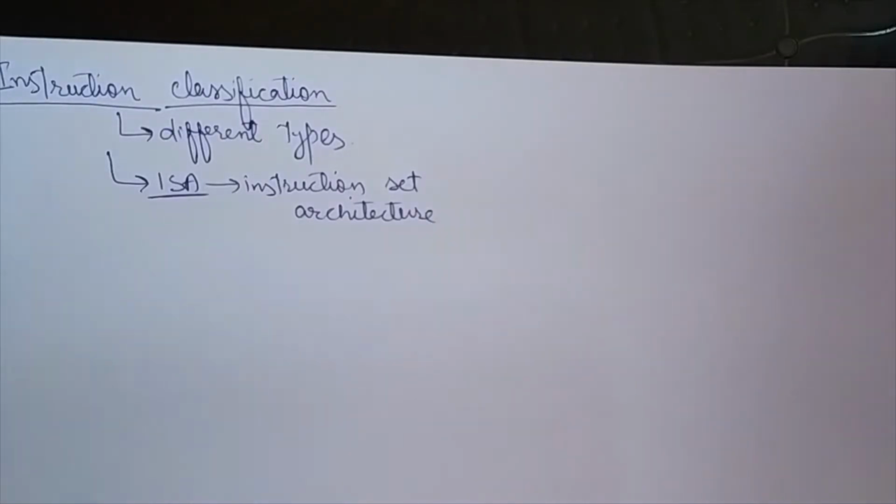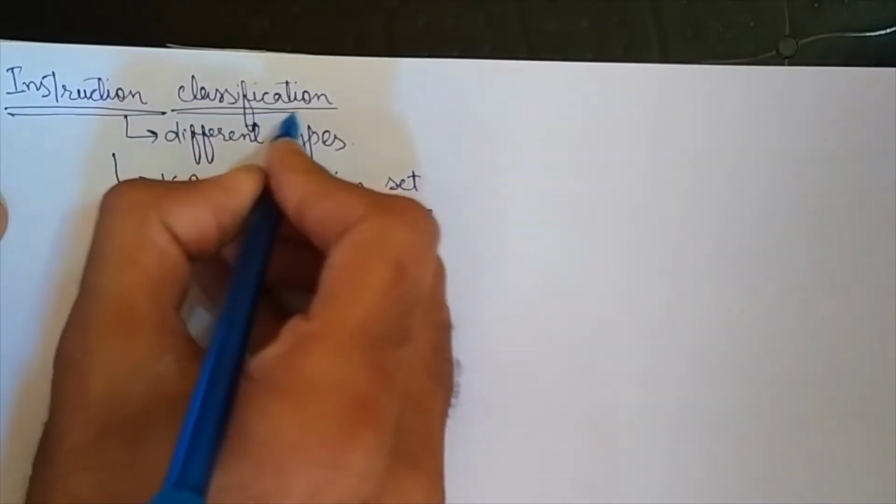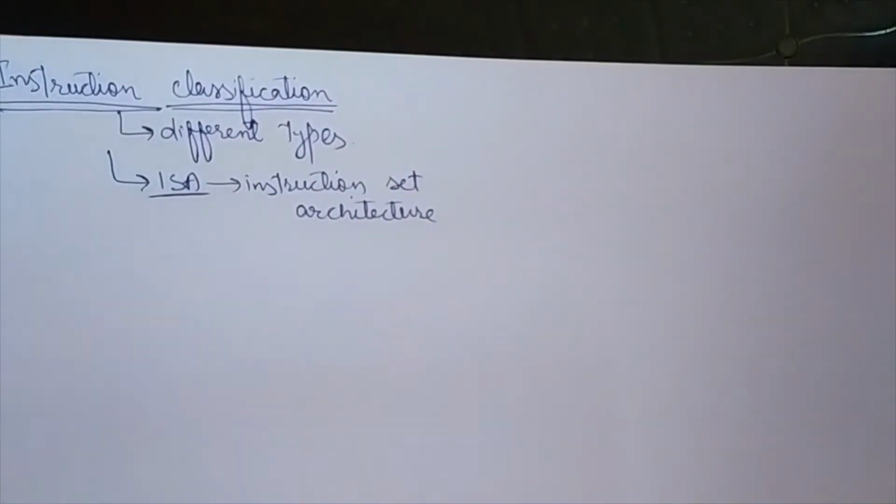So before discussing the different types of instructions that are there in the 8085 microprocessor, we will first discuss what are the different types of instructions. In a sense, what are the different functionalities that we are able to achieve using the 8085 instruction set.